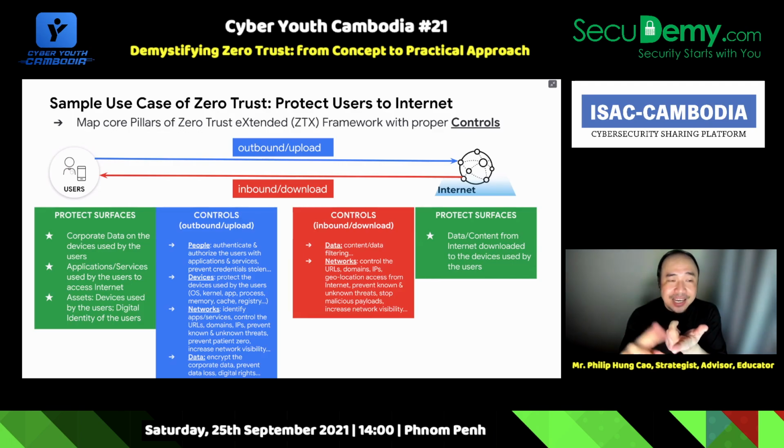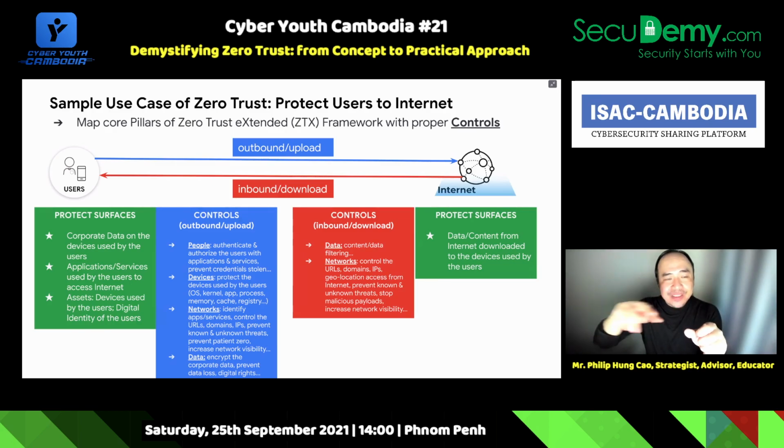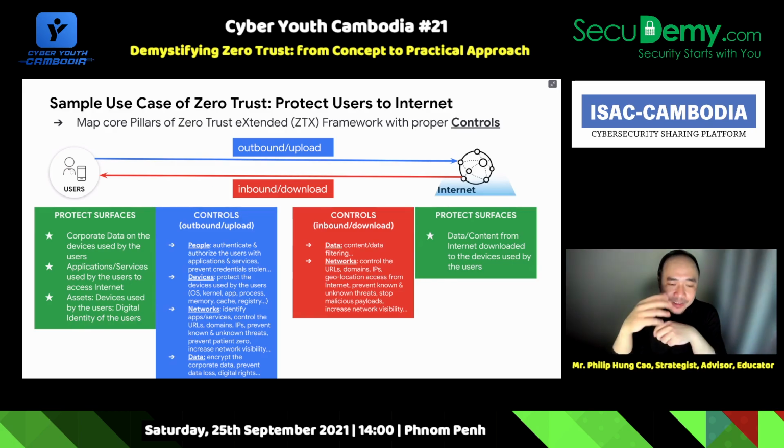And I mentioned earlier about the type of device. You also have the network, because without the network between your user and internet, if there's no connectivity, then you cannot access the internet. Which means the network is there. And the fourth key pillar is the data, because like I mentioned earlier, you have data on the device that you're using to access the internet. That kind of data you also need to protect because that's corporate data.